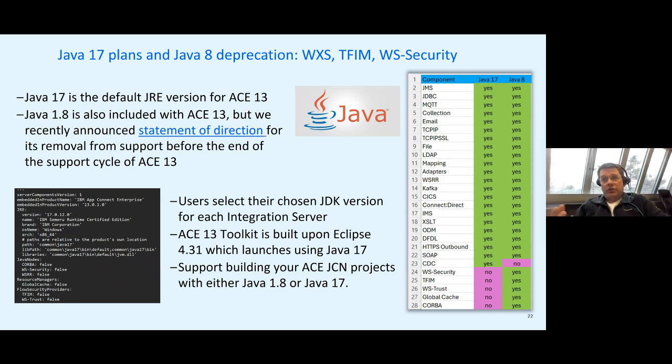So we've talked a lot about tooling. Let's move on to a slightly different topic. ACE version 13 enables you to deploy flows that utilize both Java 8 and Java 17. Now, the way that we've done that is within a particular integration server, you have a particular level of Java. So it's not possible to mix and match within one integration server.